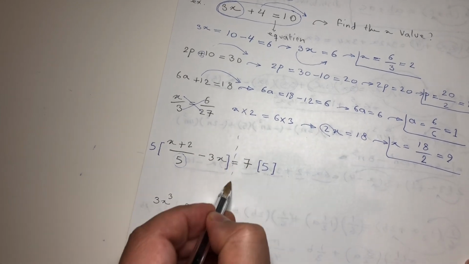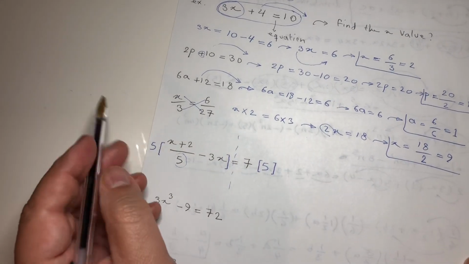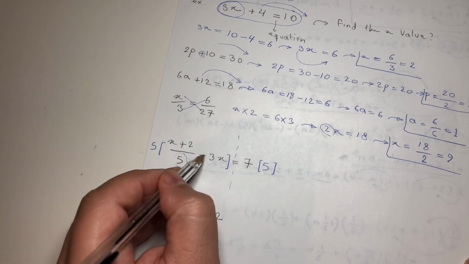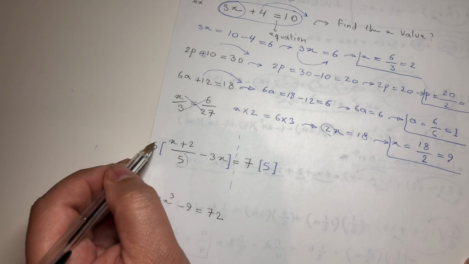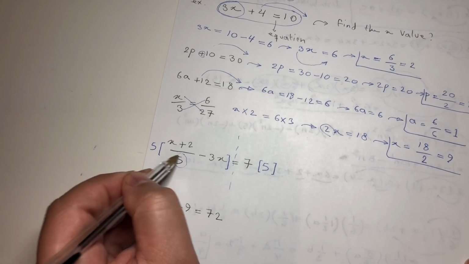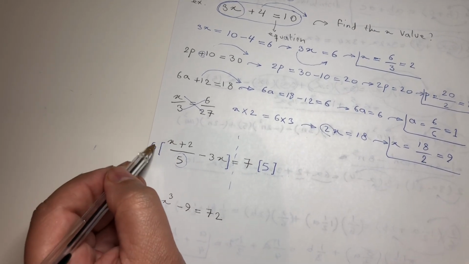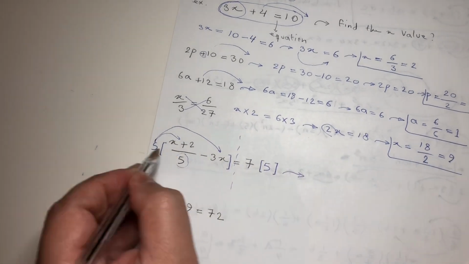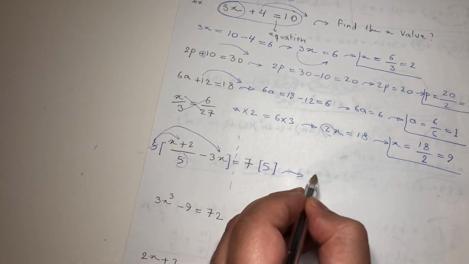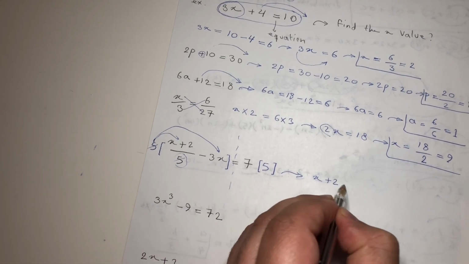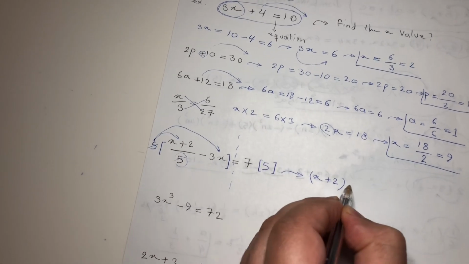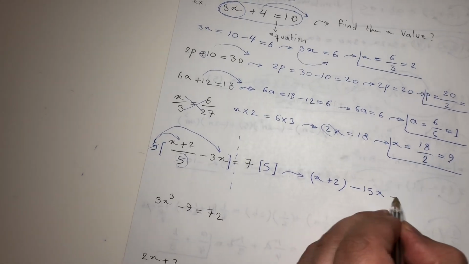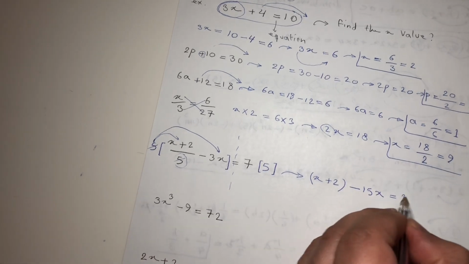Okay, so basically we have two sides of the equation. We do the same thing at both sides. That means we multiply both sides of this equation by 5 in order to get rid of this denominator. So if I multiply 5 by everything here, the result would be this 5 could go away with this. That means x plus 2 minus 15x is 35.